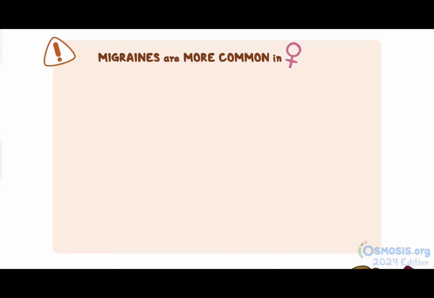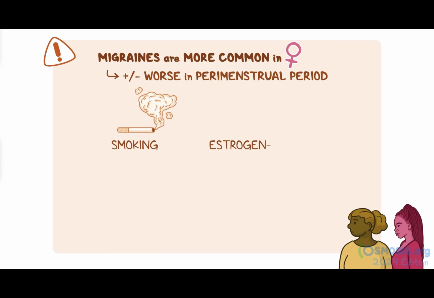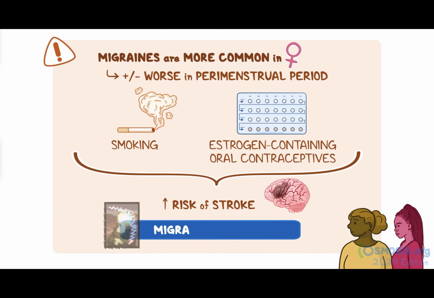Here's a high-yield fact to keep in mind. Migraines are more common in biological females, and for many individuals, they get worse in the perimenstrual period. Smoking and use of estrogen-containing oral contraceptives increase the risk of stroke in those with migraine with aura.